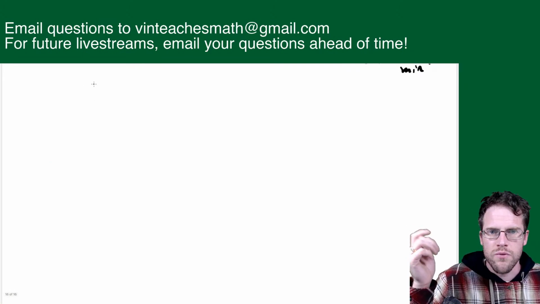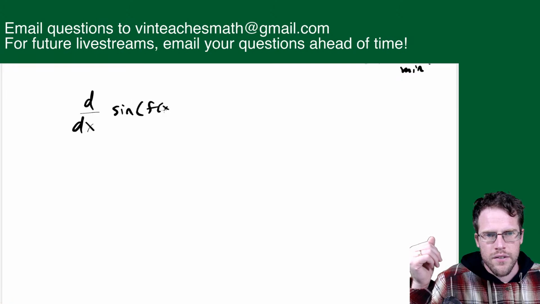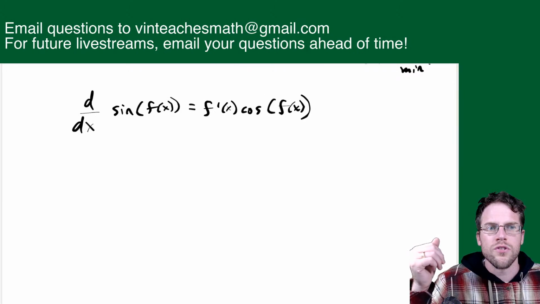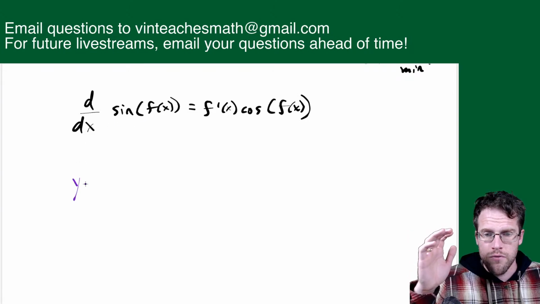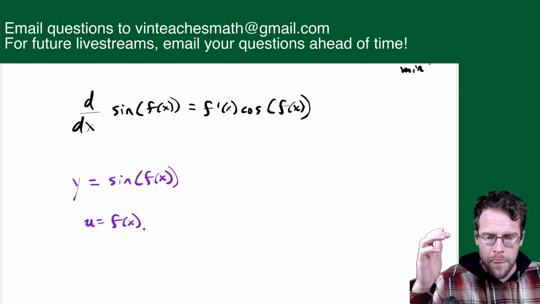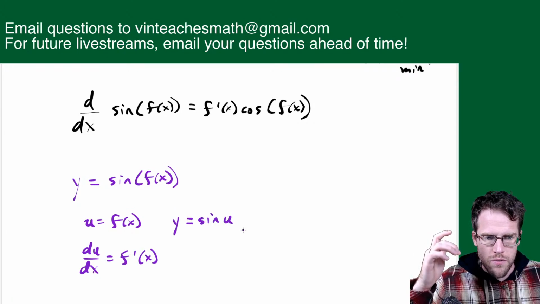Another one is chain rule. Let's say the derivative of sine of f of x. Why is it f prime of x cosine of f of x? I understand the process of finding the derivative by chain rule, and I could do it in a really annoying way, with a u substitution method. I could say, all right, u equals f of x, so du dx is f prime of x. And then I could say y equals sine of u, so dy du equals cosine u.